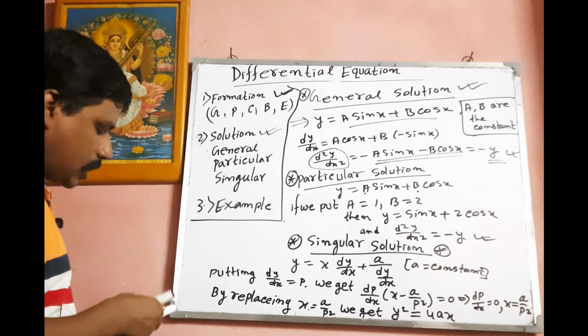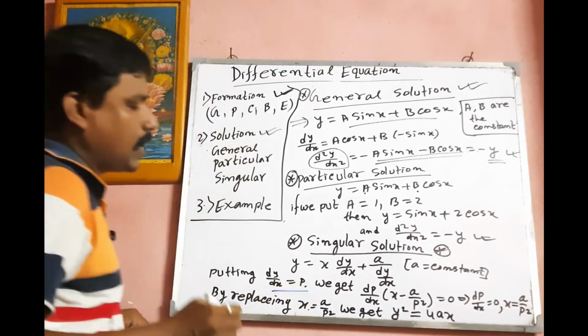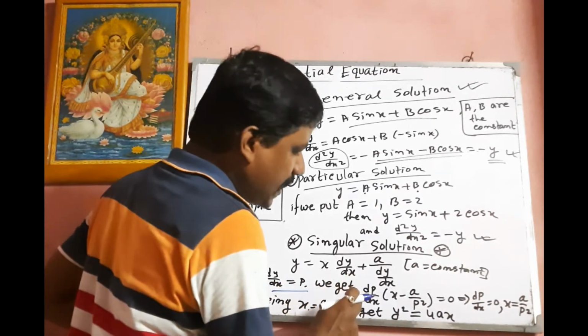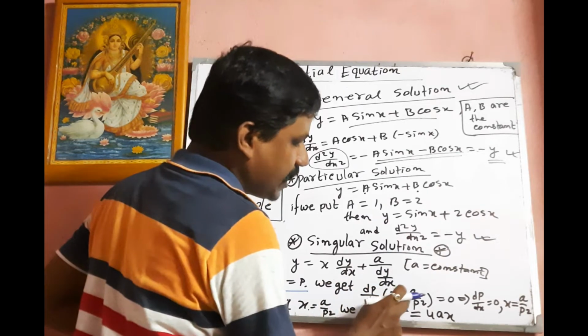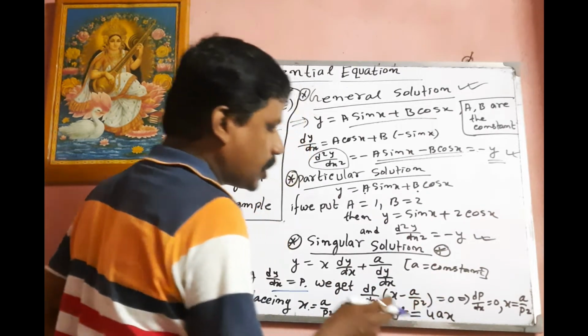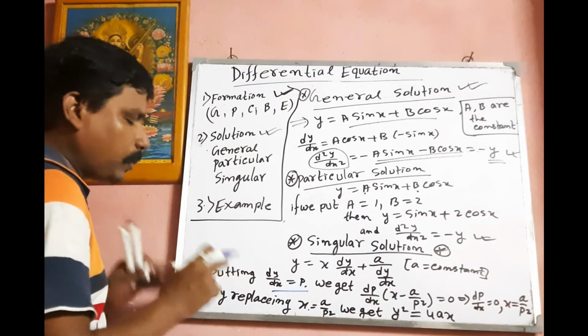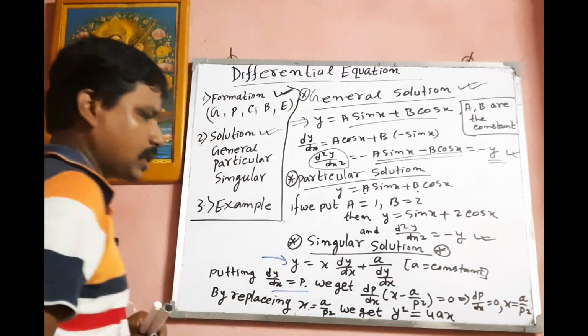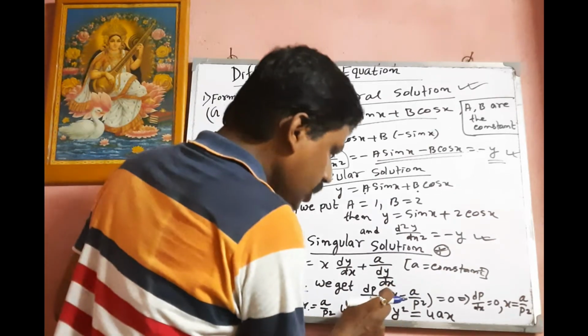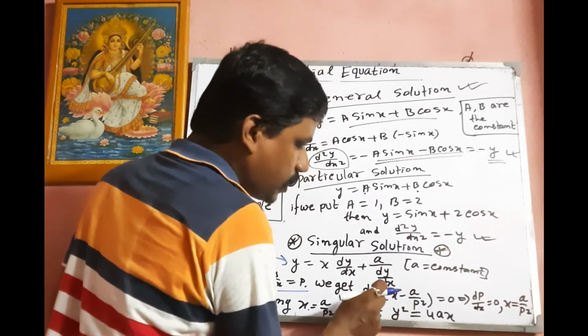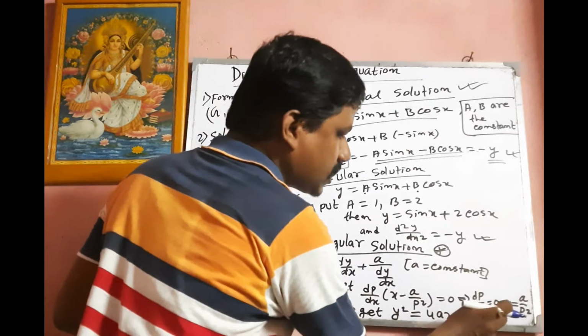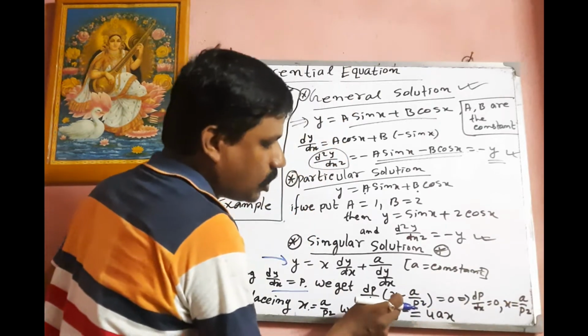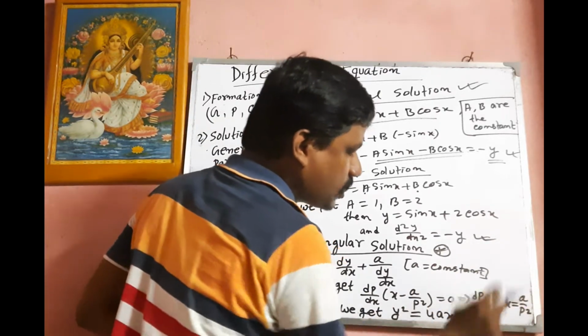Now putting dy/dx as p, we get dp/dx times (x minus a/p²) is equal to 0, after calculating and putting dy/dx equal to p in these equations. That is, this will be 0 or that will be 0. If this is 0, then we get dp/dx equal to 0. If that is 0, then we get x equal to a/p².